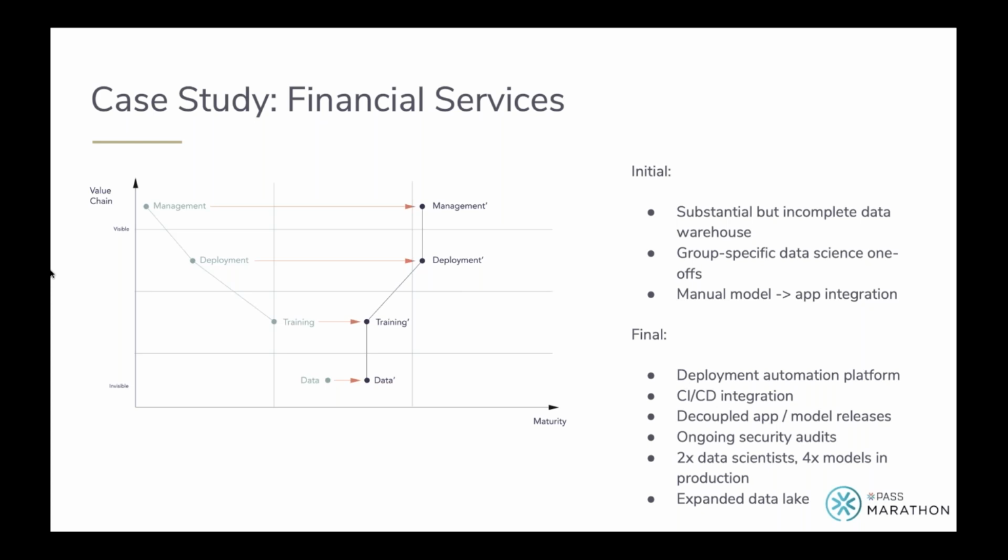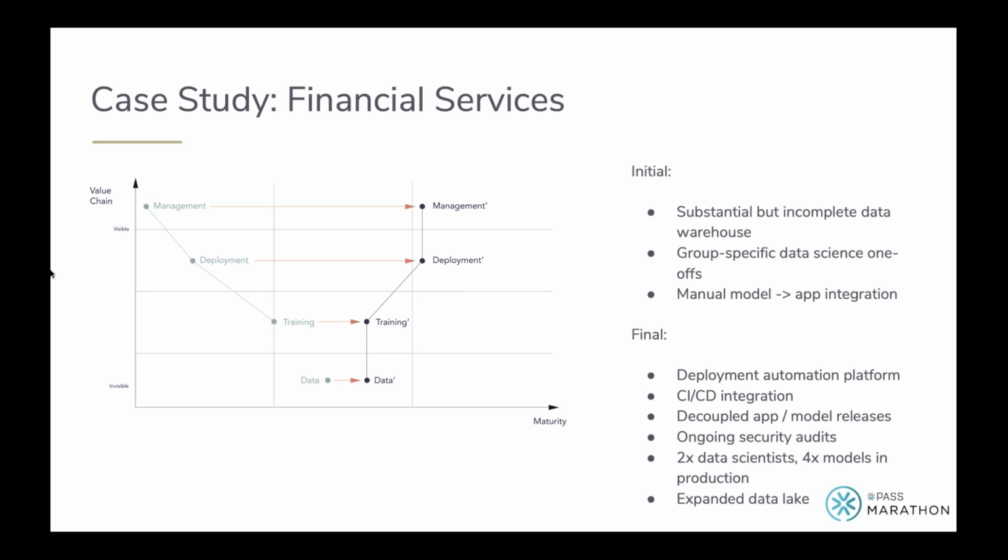And then look at where you want to be and what are the steps and paths you need to take to be able to get there. So in this case study, this is a financial services customer of ours. They had significant investments in their data warehousing capabilities and their data lake and ETL system capabilities. They were starting to work with individual groups on data science.